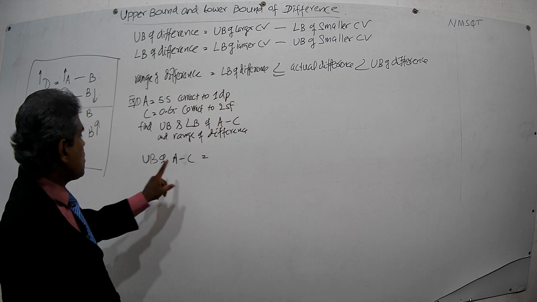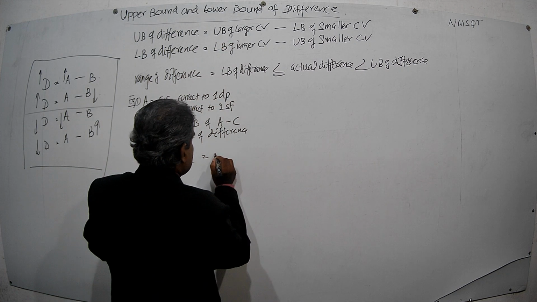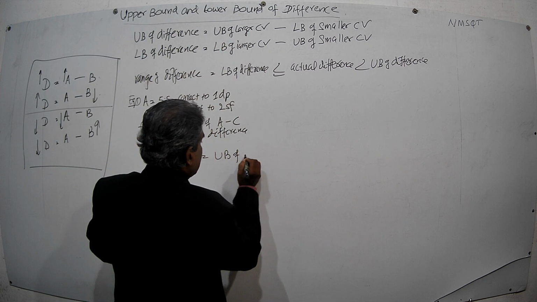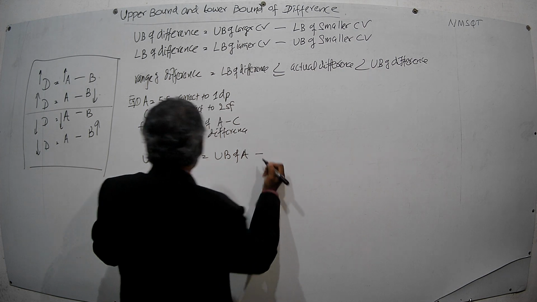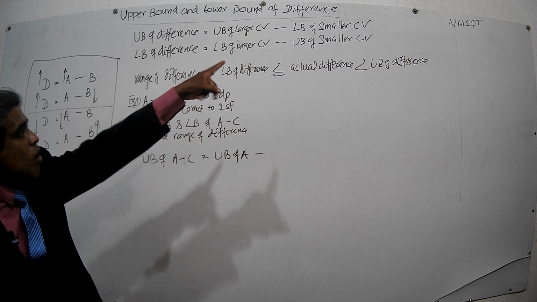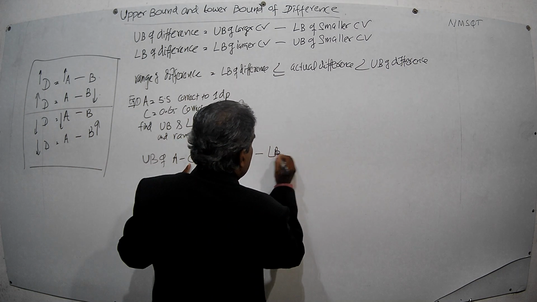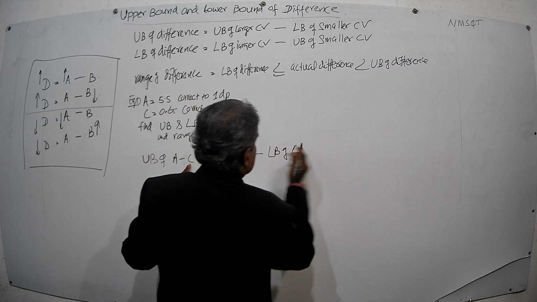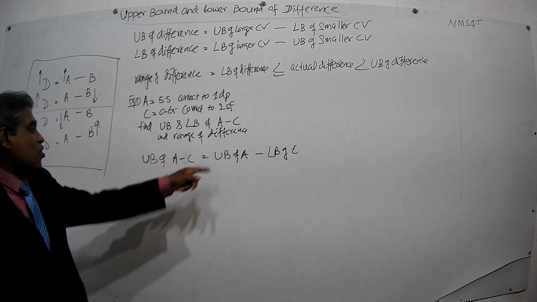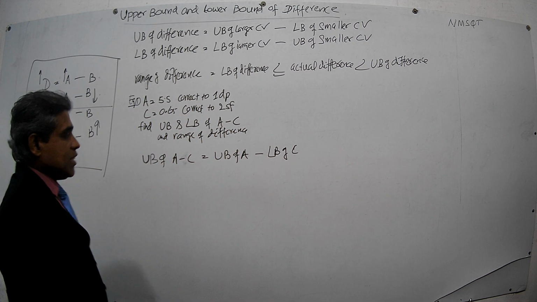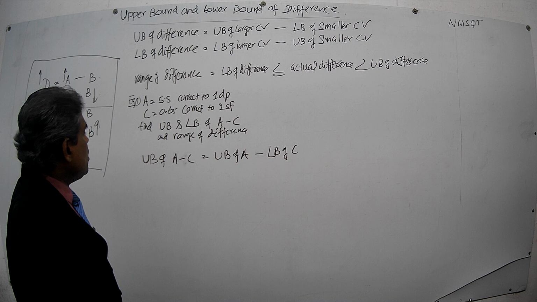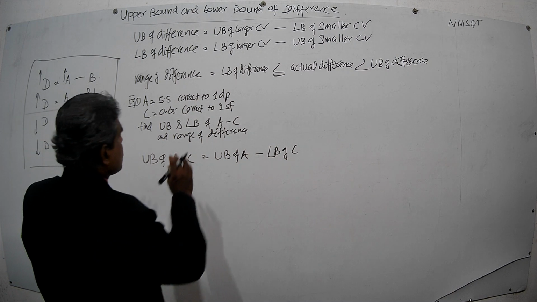To get the upper bound of A minus C, look at what we have to do. Upper bound of large, that means upper bound of A. That means you have to find the upper bound of A, minus what? C, this one. Lower bound of smaller corrected value, then lower bound of C. Lower bound of C. Okay. Now you have to find the upper bound of A and lower bound of C.